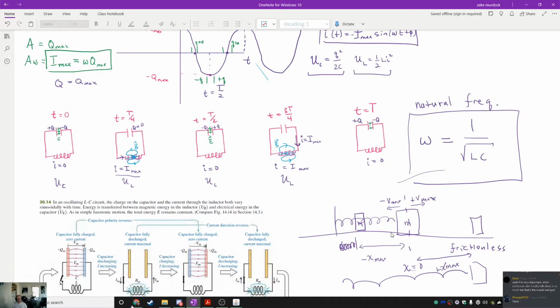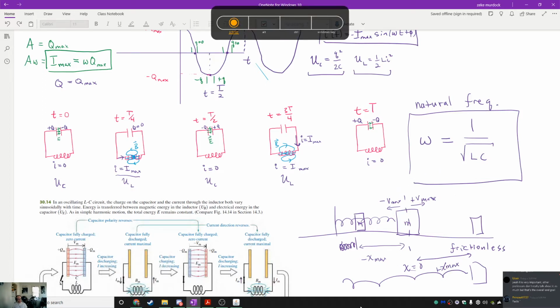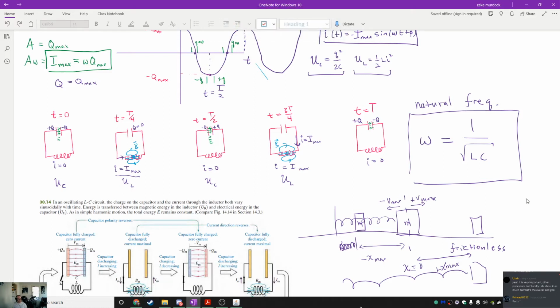Sorry, I went through this really quick down here. Did that make any sense to you all? How this compares to what we call simple harmonic motion, or the simple harmonic oscillator?